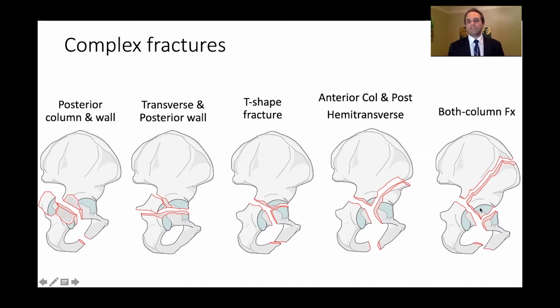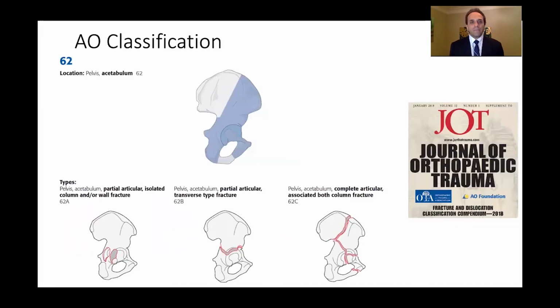Finally, the both column fractures. Sometimes we get confused between the both column fractures and the 2 other types, this one and the T. But look at the articular surface. If the articular surface is not attached to the axial skeleton, then this is a both column fracture. If even a small part of the articular surface is still attached to the axial skeleton, then this is not a both column fracture, or not an associated column fracture. It is a T or an anterior column with posterior hemitransverse.